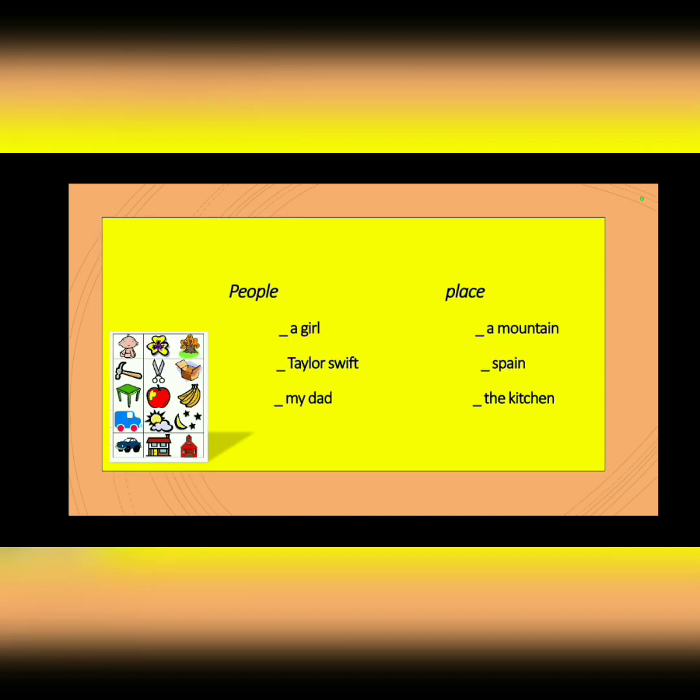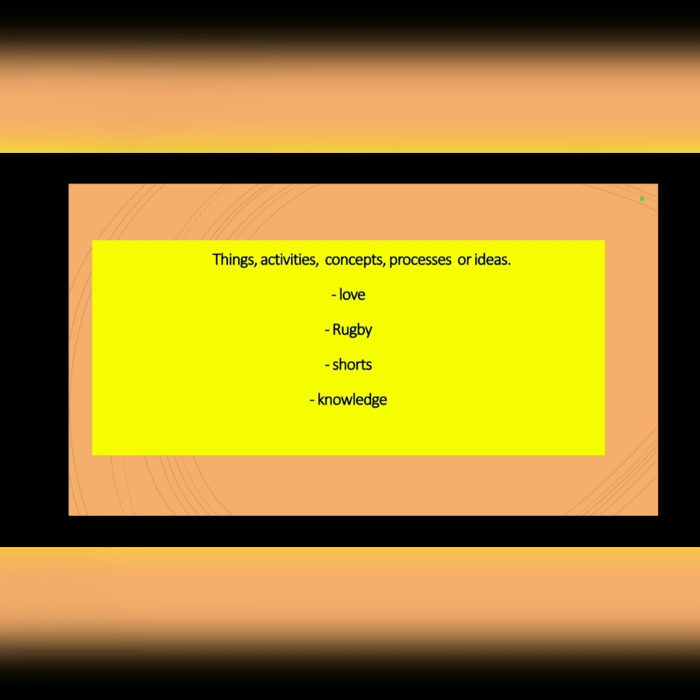There are so many different types of nouns. They can name people such as a girl, Taylor Swift, my dad. They can name a place: a mountain, Spain, the kitchen. They can also name things, activities, concepts, processes, ideas such as love, rugby, shorts, knowledge.